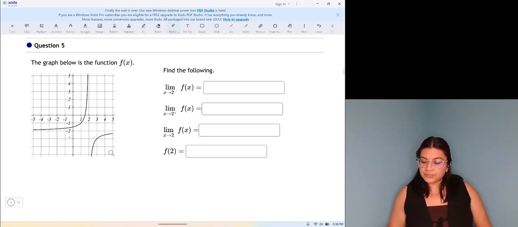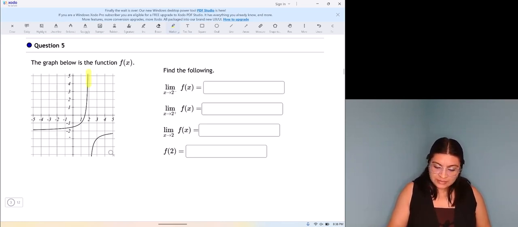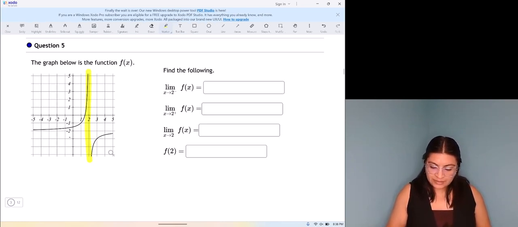Number 5, the graph below is the function f of x. Find the limit of the function as x approaches 2 from the left, as x approaches 2 from the right, as x approaches 2, and what is f of 2. So in this case, again, we're focusing on a single number, which is 2.